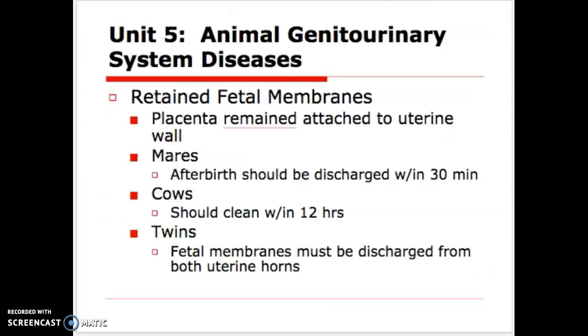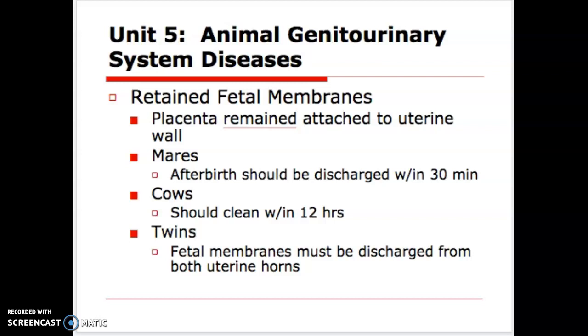Turning your attention next to genitourinary disease systems is retained fetal membrane. After the foaling, farrowing, or calving process, you get the failure of that placenta to be ejected out of the uterus.